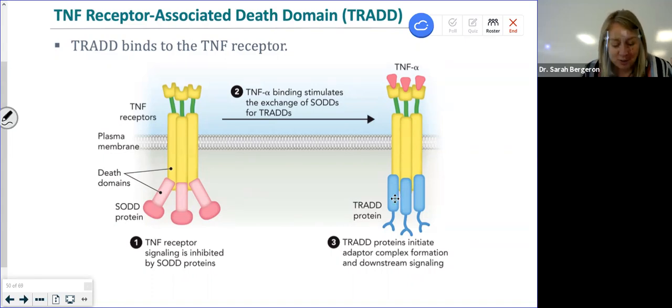Oh, I don't think I gave you this one. Did I not? I didn't give you this one. What is it? TNF alpha receptor associated death domain. So these are going to initiate that downstream signaling cascade from occurring.